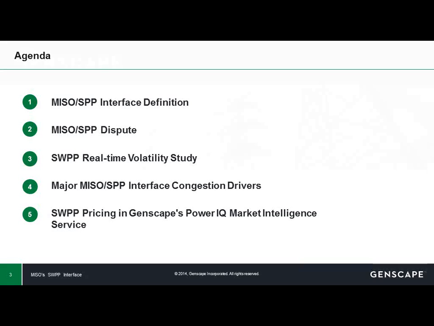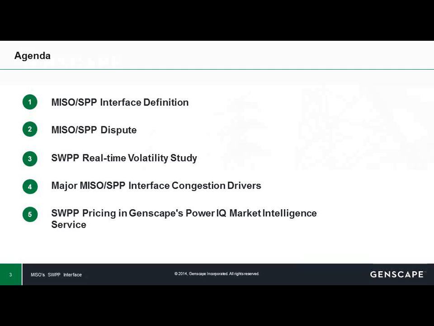So the first section, we'll be looking at the Swpp interface definition and what is Swpp. So MISO interface price definition is derived from all the external generator bus prices for a specific balancing area. And the MISO SPP interface is the average LMP of about 630 SPP generator buses.